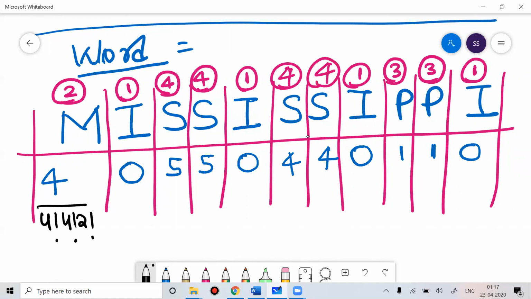Now including S, how many repetitions can you see? S came 1, 2, 3, 4. So 4 times S. Okay, now after S, 4 times S, then I, 3 times I, and 2 times P. So 4 factorial, 3 factorial, 2 factorial.